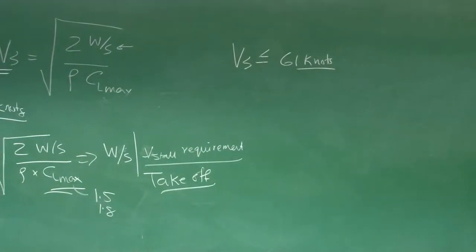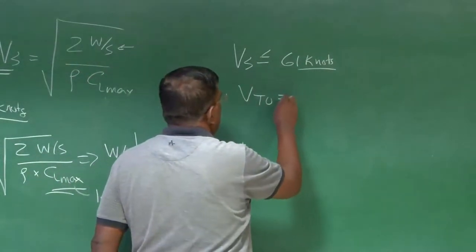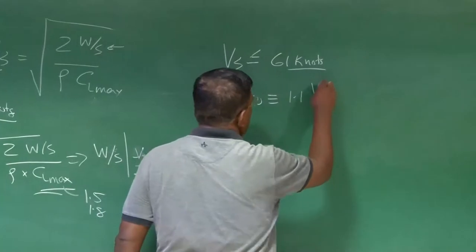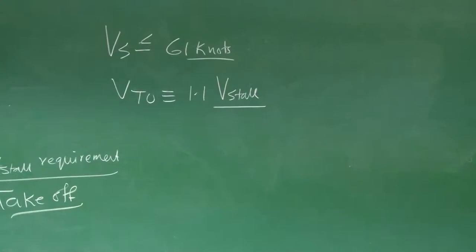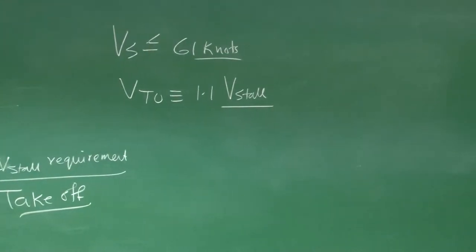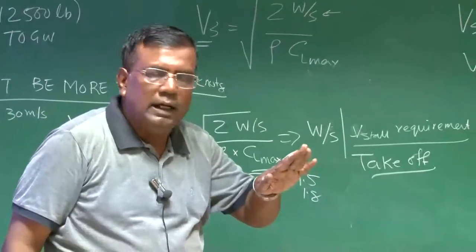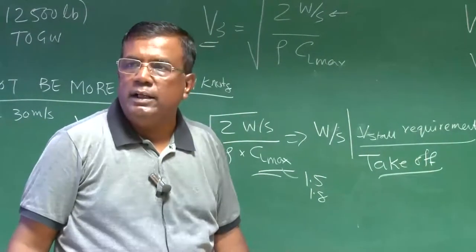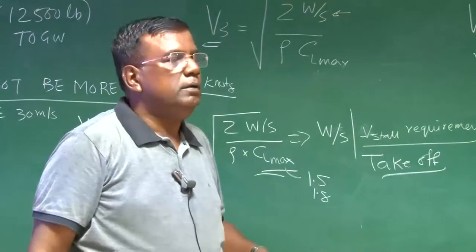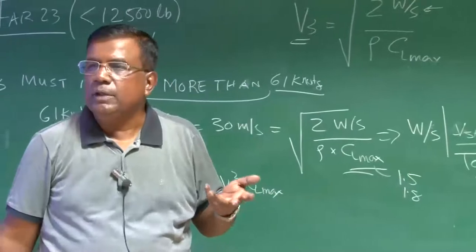But please understand, this is V stall. V takeoff will be around 1.1 times V stall. So when you are taking off, you are not flying at CL max condition, right? It is obvious that if you are going to take off at alpha stall, a slight change in the angle of attack will put the aircraft to stall. Why should you fly like that? I should not plan for a takeoff more than 8-9 degrees from a safety point of view.